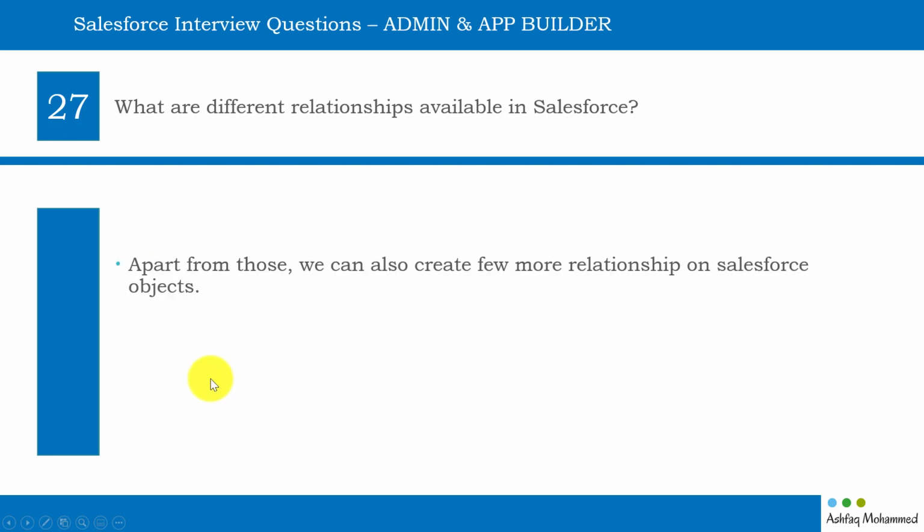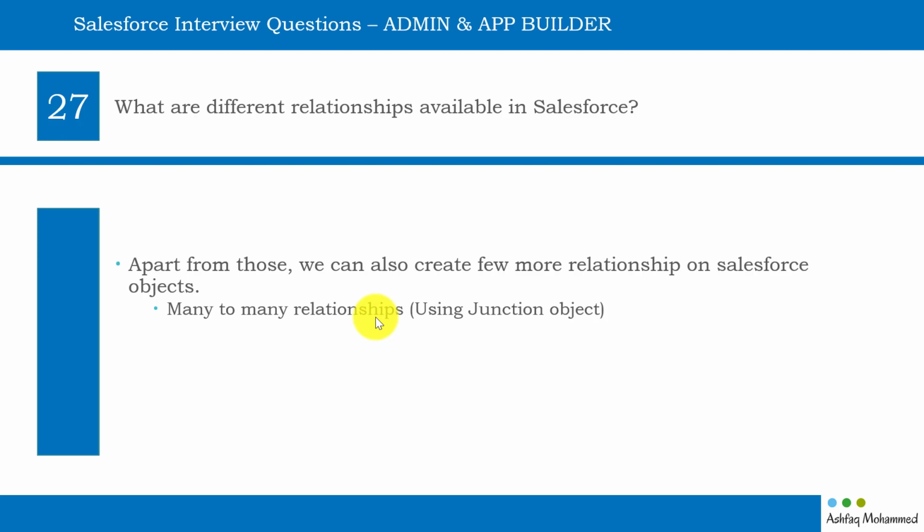Okay. So apart from those, we can also create a few more relationships in Salesforce. Whatever we have discussed just now was given by Salesforce out of the box, right? But there are a few more situations we have to take care of as we develop or implement our requirements. So, many to many relationships. Sometimes we have a requirement wherein we have to fulfill this many to many relationship. What do you mean by many to many relationship?